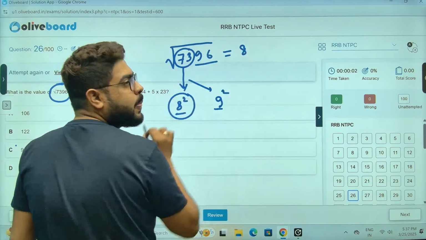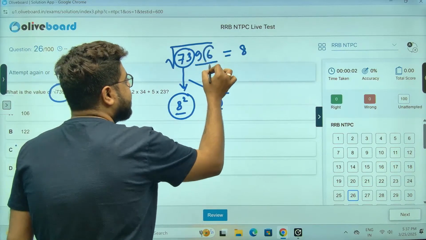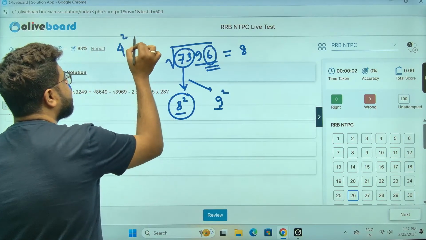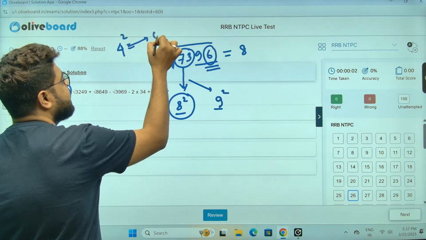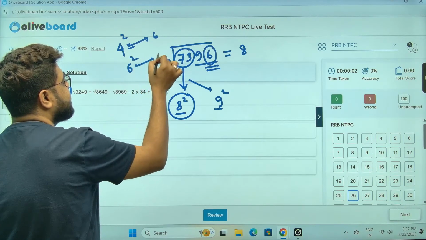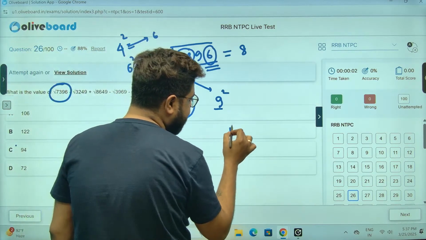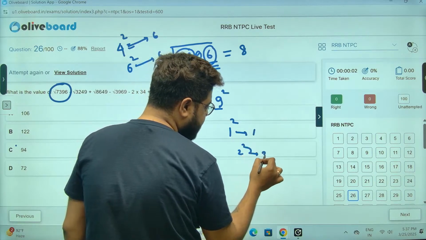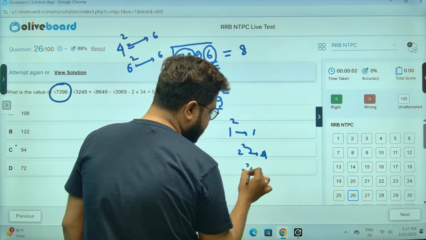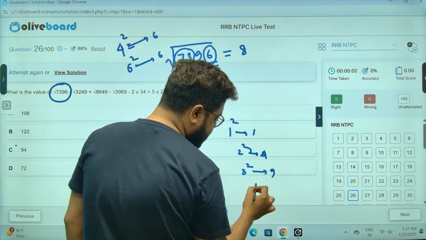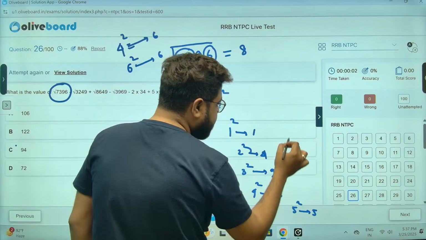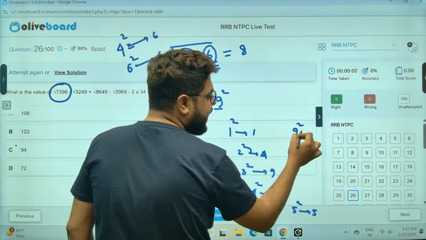Write it down, 8. The last digit is 6. The unit digit is 6. Sir, always you see 4 square ends in 6, 6 square also ends in 6. There is a pattern. Always remember: 1 square ends in 1, 2 square ends in 4, 3 square ends in 9, 4 square ends in 6, 5 square ends in 5. Sir, again, 9 square ends in 1.